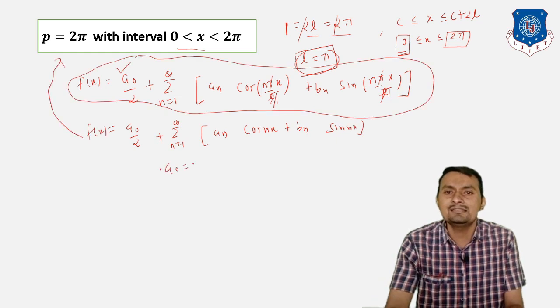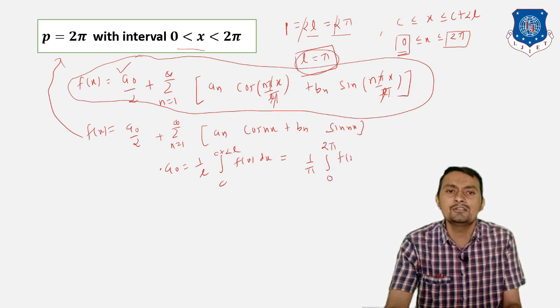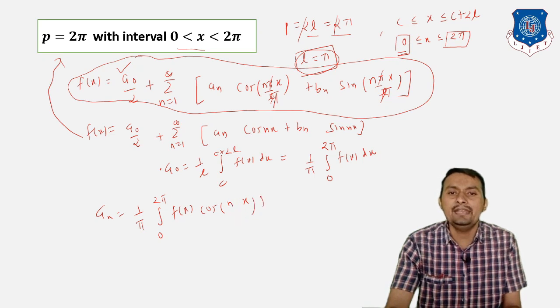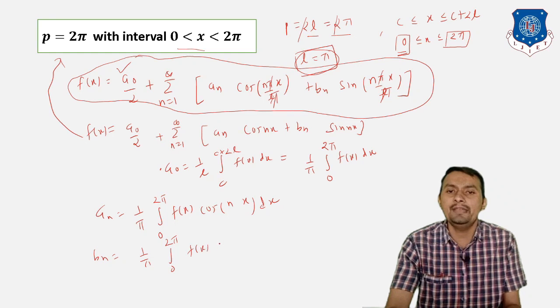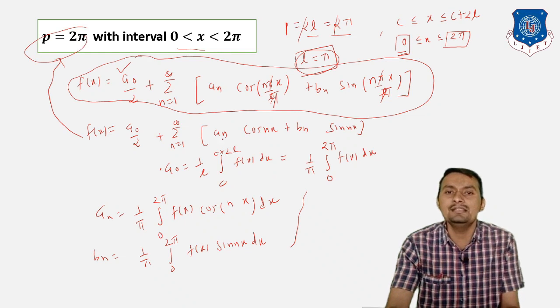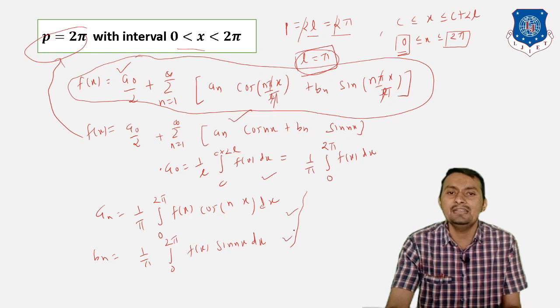Here a0 will be what? Initially what we have seen, 1 divided by L, c to c plus 2L, f(x) dx. But L is nothing but pi here, so we have lower limit 0, upper limit 2 pi, so our formula will be this one. And what about an? 1 divided by L, but L is equal to pi, lower limit 0, upper limit 2 pi, f of x, and here we have cos n pi x divided by L, but L is equal to pi, so pi will be cancelled out and we will get only cos nx dx. And similarly bn is equal to 1 divided by pi integration 0 to 2 pi f of x into sin n pi x divided by pi, so we get sin nx dx. And these are the Fourier coefficients whenever the given interval is 2 pi. So our formula will be this one, and based on that we can consider a0, an as well as bn.